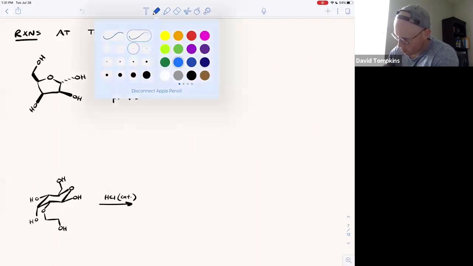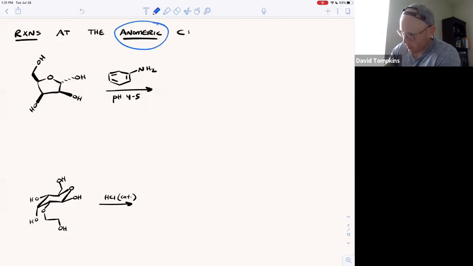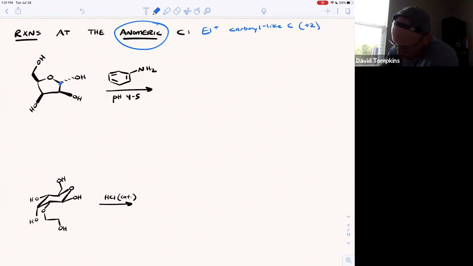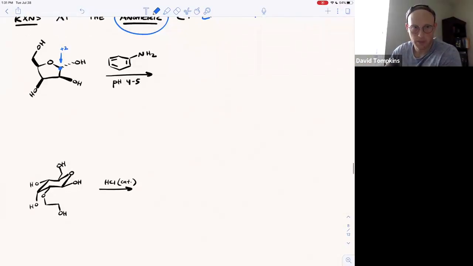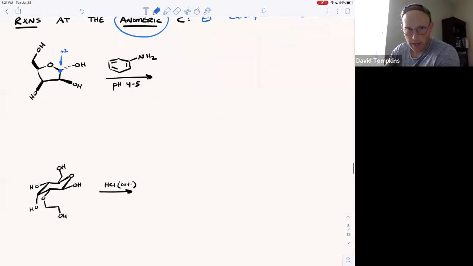So first, we should identify that electrophilic anomeric carbon. Remember, this is the electrophilic carbonyl-like carbon that is in the +2 oxidation state. And in this first furanose ring here, the only carbon that is bound to 2 oxygen atoms directly is this one in the top right corner. That's the anomeric position. It is the only one that will undergo reaction with a nucleophile.